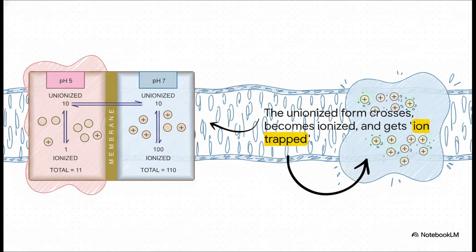This picture explains it brilliantly. Look, a drug can only cross that fatty membrane when it's in its neutral unionized form.